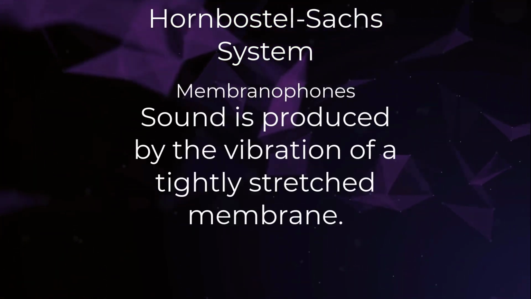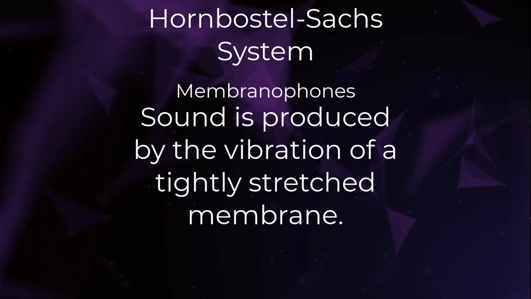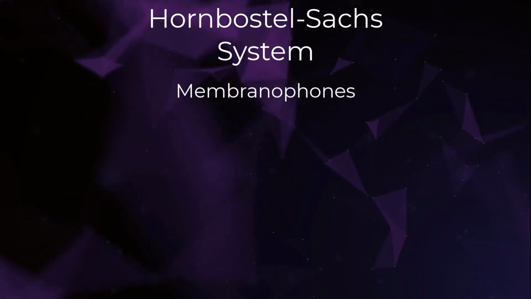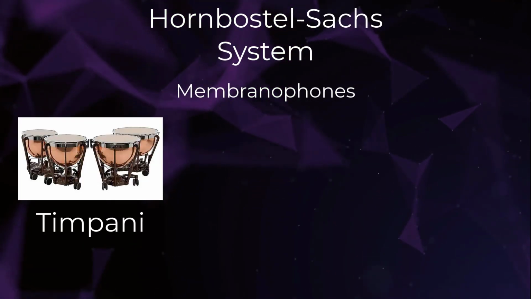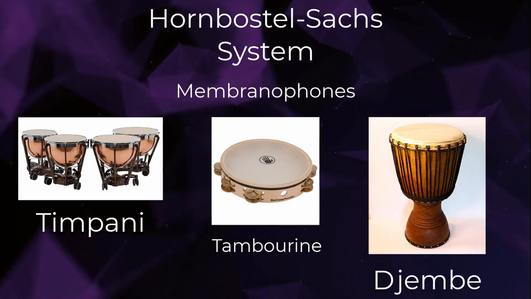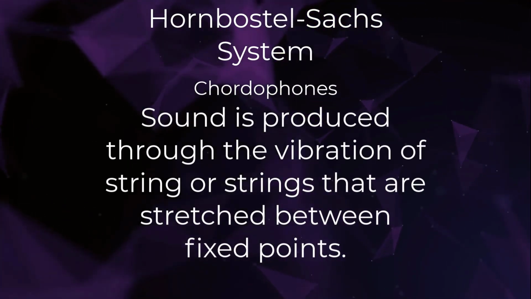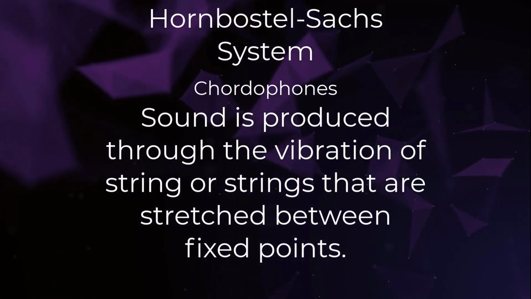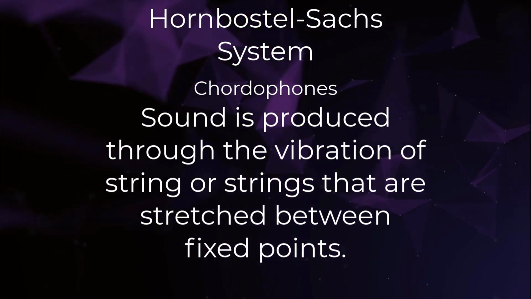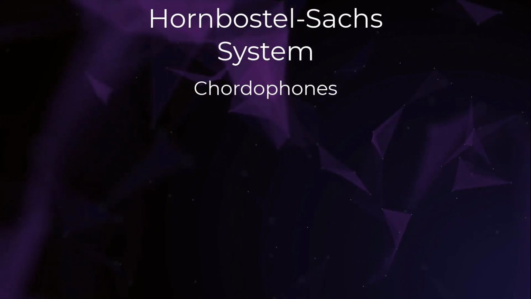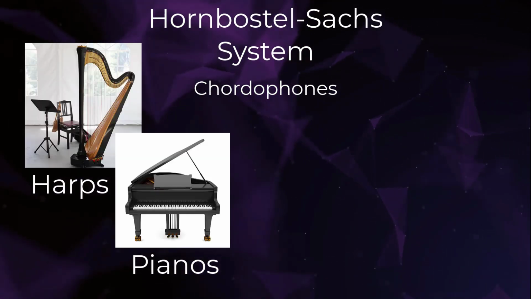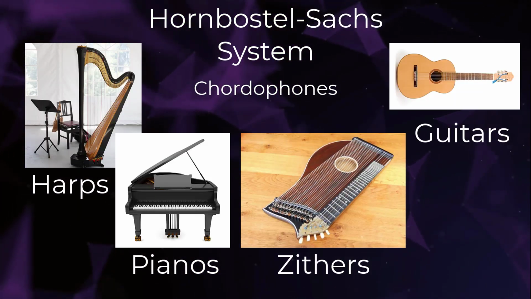Membranophones are where the sound is produced by the vibration of a tightly stretched membrane. Common uses of membranophones are timpani, tambourines, and djembes. Chordophones produce sound through the vibration of string or strings that are stretched between fixed points. Examples of chordophones include harps, pianos, zithers, and guitars.